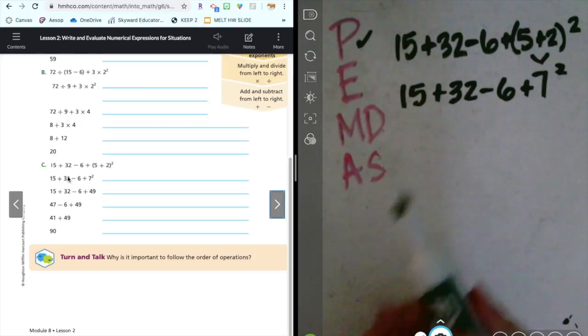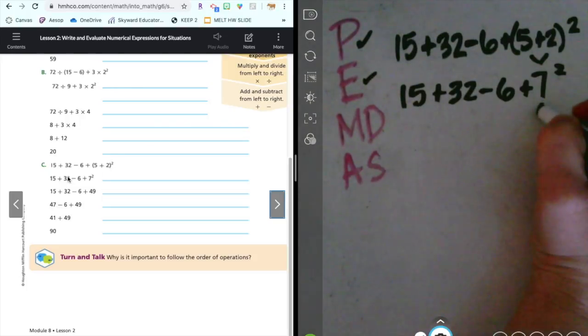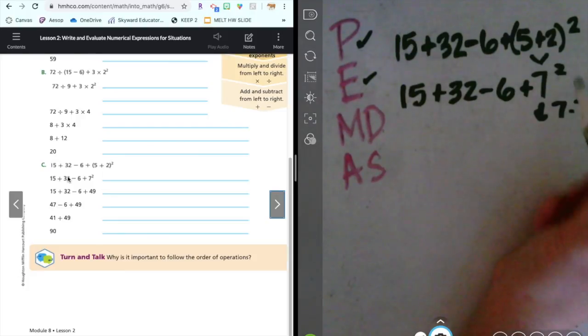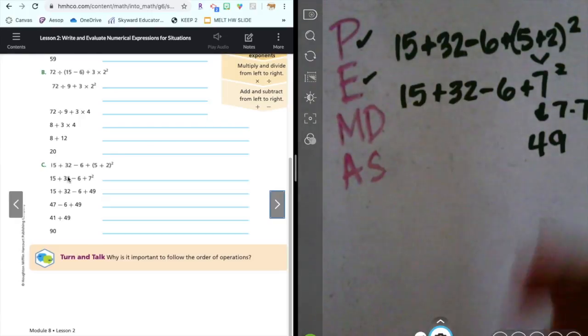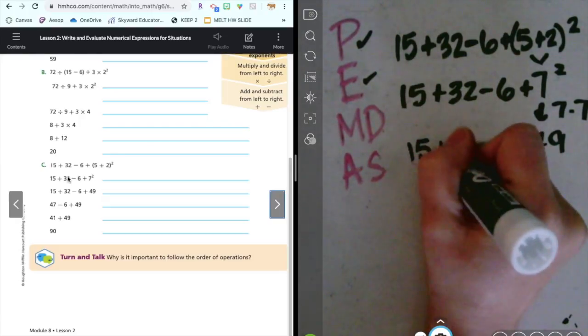Do you see an exponent? Yep, right here. So remember in your head that's 7 times 7 because it's to the second power, so you have to do it 2 times. Okay, so that's 49. We'll bring down the rest of our problem.